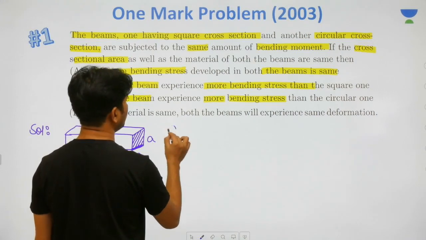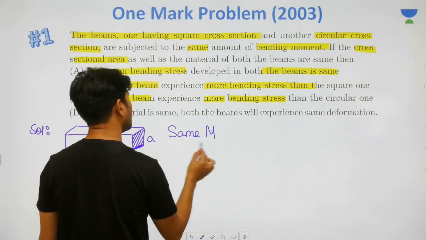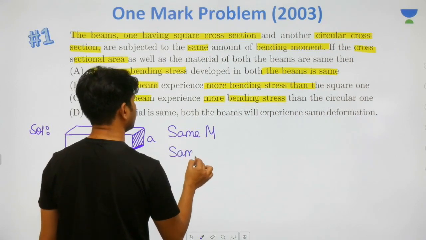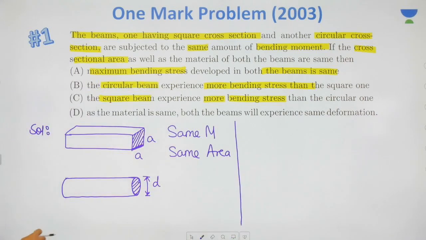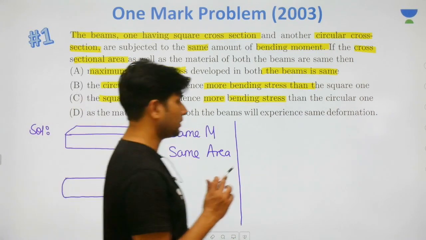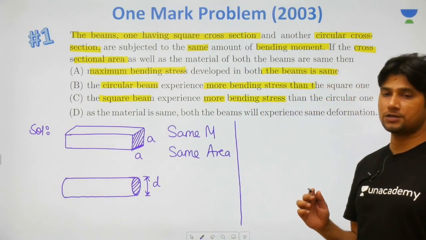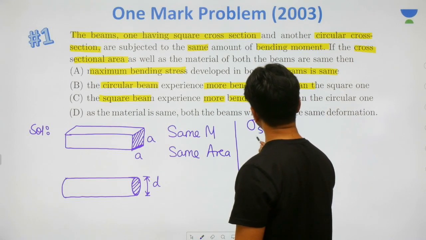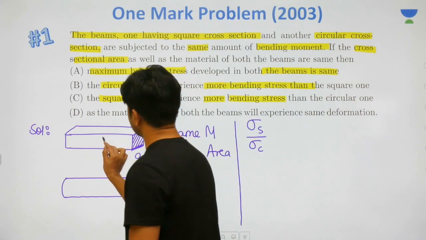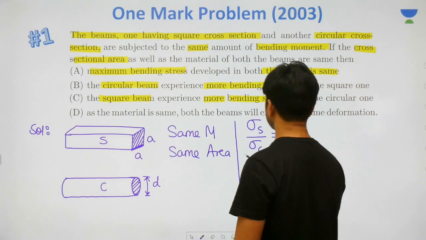Now it is given that we have the same bending moment and the same area. They are asking which beam is going to experience more bending stress and which beam is going to experience less bending stress. So let us take the ratio of the square beam and the circular beam. Let's represent the square beam by S and the circular beam by C.